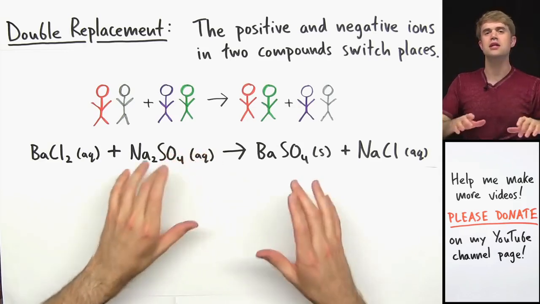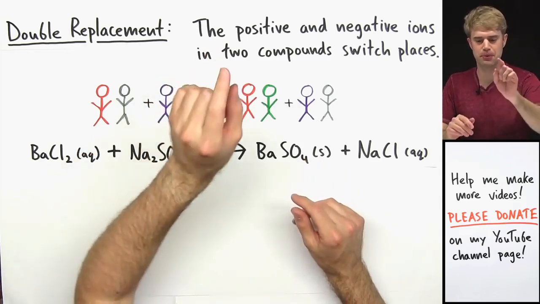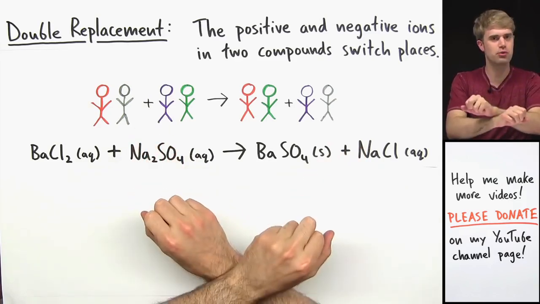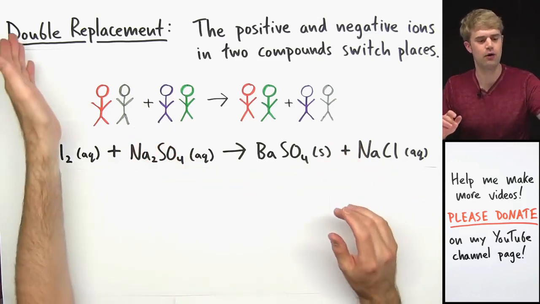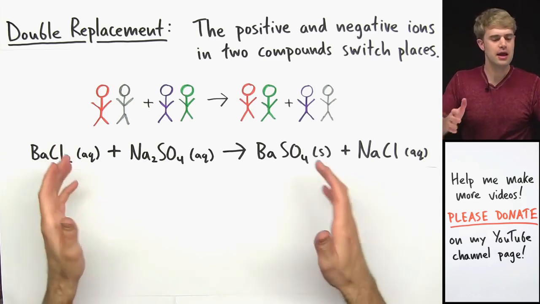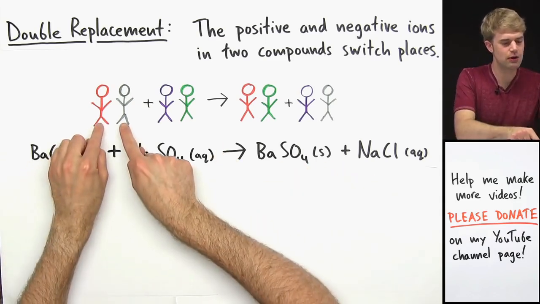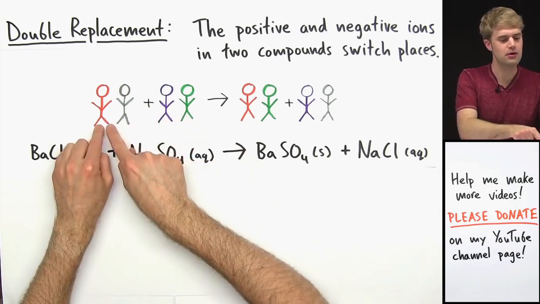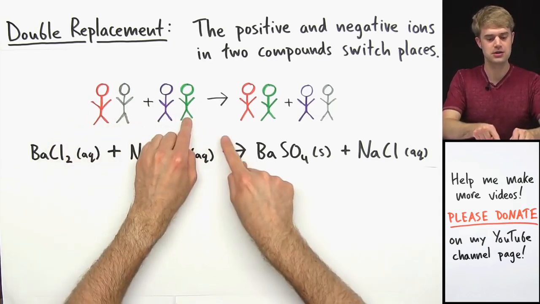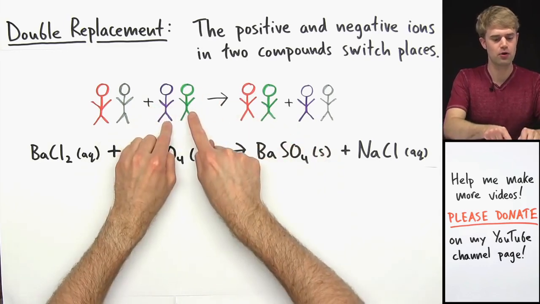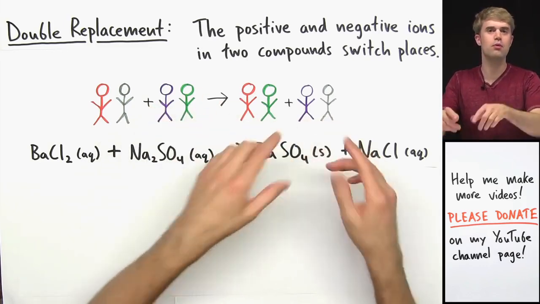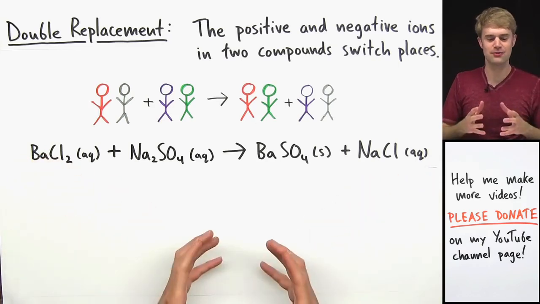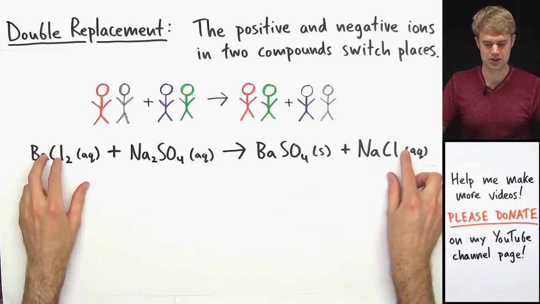Here's why. Because in a double replacement reaction, what happens is the positive and negative ions in two compounds just switch places. Nobody gets kicked out in a double replacement reaction. It's just like you have two different pairs of dancing couples, and the red, which used to be with the gray, ends up with the green, and the purple, which used to be with the green, ends up with the gray. Nobody gets kicked out, nobody's sad up against the wall with their cell phones, we're just switching dancing partners.